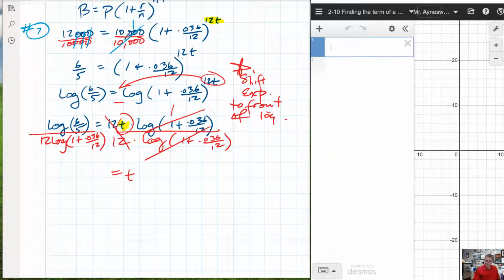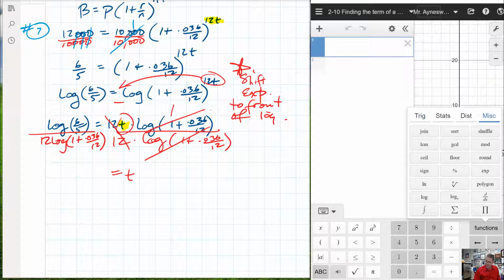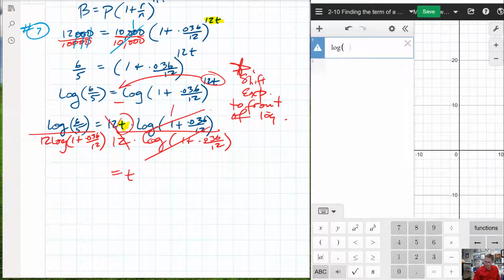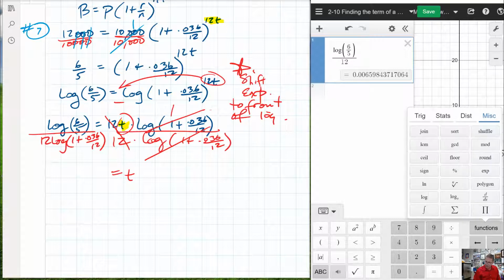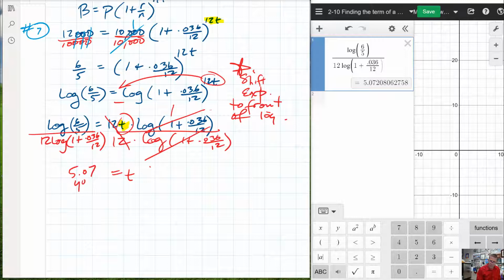That's why I have Desmos up and running here, and let's enter in this expression right now. So hit function, select miscellaneous, and then hit log of 6/5, so 6 divided by 5. We want to divide that by 12 times the log of 1 plus 0.036 divided by 12. And you'll notice that we get about 5.07 years. Okay, 5.07 years.